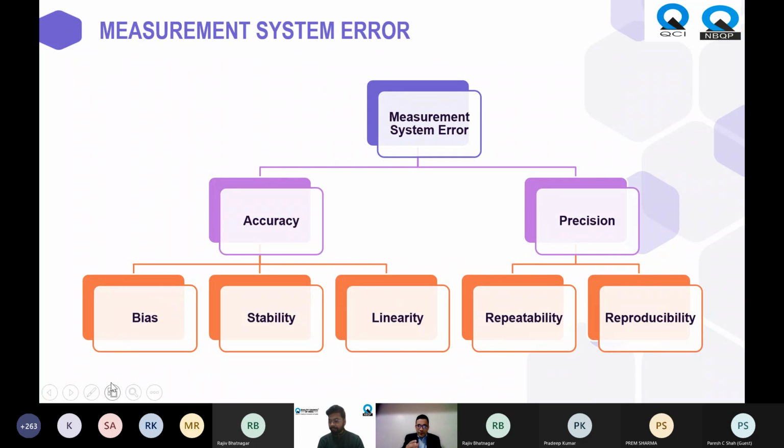The second parameter is why this error comes when we capture any part. Operator 1 is capturing the data, operator 2 is also capturing the data, and there is deviation. Why is this deviation coming? Again, this is split into two broad categories: one is accuracy and the other is precision. When I talk about accuracy, these three elements fall under it: bias, stability, and linearity. When I talk about precision, two parameters fall under it: the first is repeatability and the second is reproducibility.